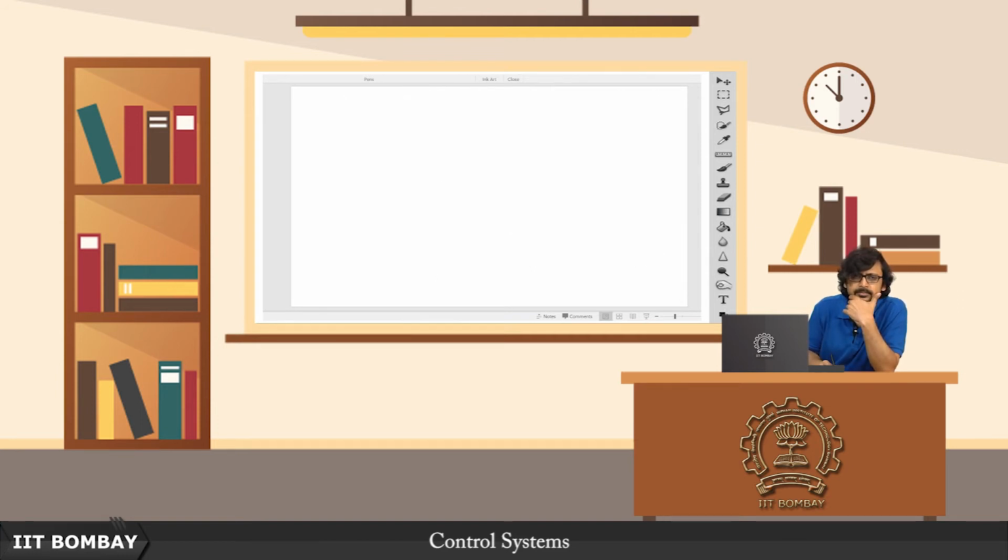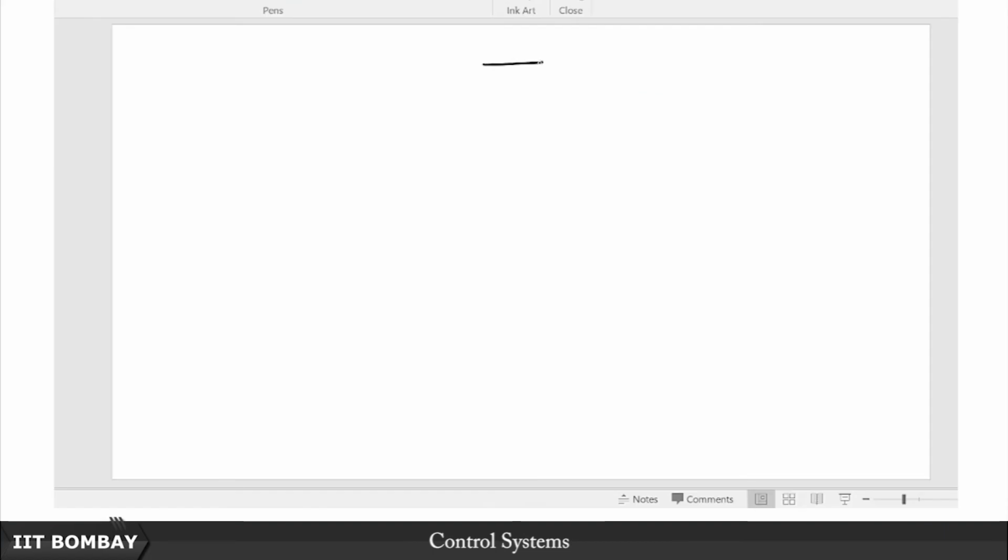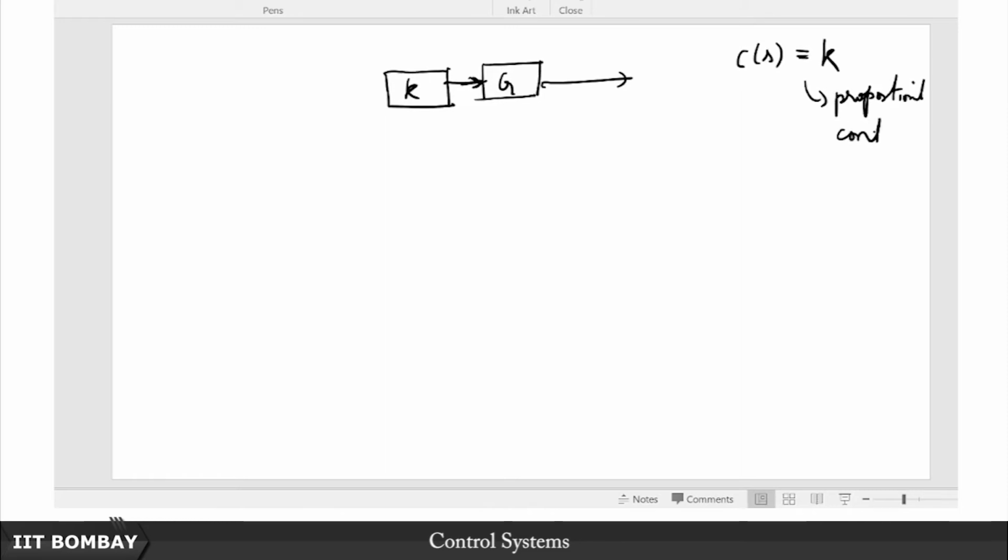Now, at this point, without much thought, let me just put this G here, and let us say I am going to use just a proportional controller. So, the simplest kind of controller there is a static controller. So, C(s) is nothing but K. It is not even dependent on s, it is just a constant K. So, this is called proportional control.